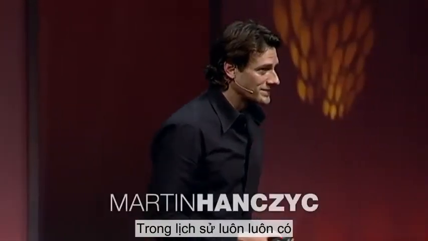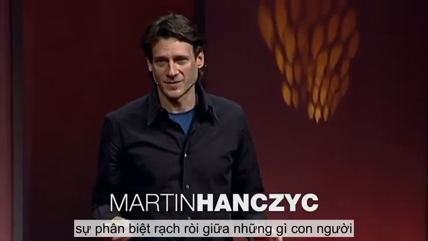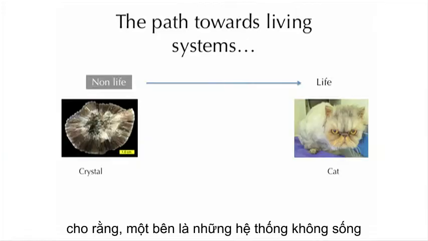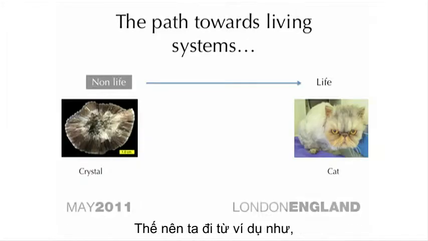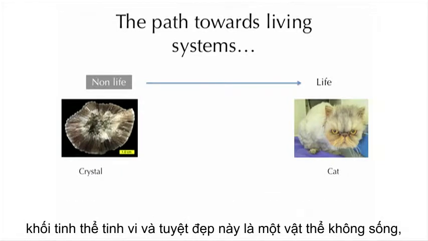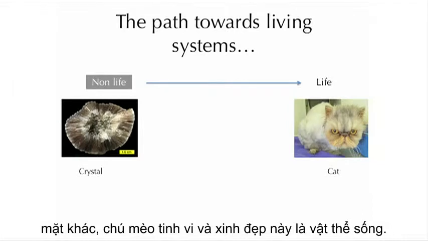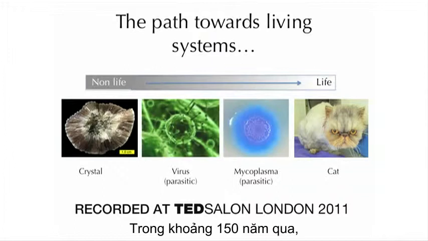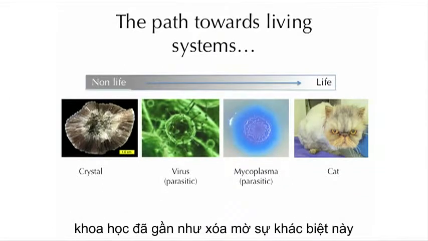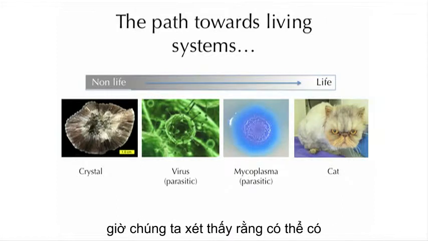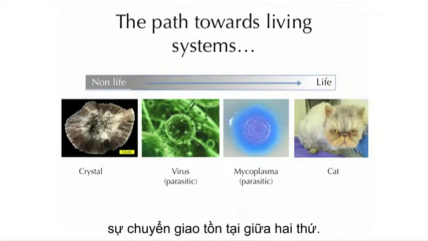So historically, there's been a huge divide between what people consider to be non-living systems on one side and living systems on the other side. So we go from, say, this beautiful and complex crystal as non-life and this rather beautiful and complex cat on the other side. Over the last 150 years or so, science has kind of blurred this distinction between non-living and living systems. And now we consider that there may be a kind of continuum that exists between the two.